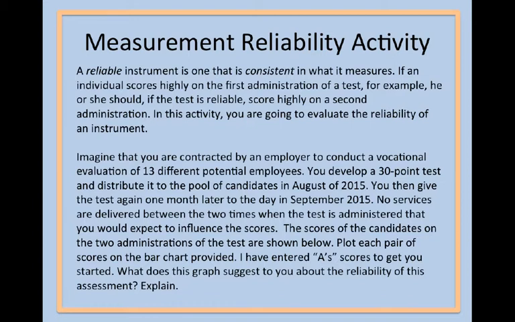In this activity, you are going to evaluate the reliability of an instrument. Imagine that you are contracted by an employer to conduct a vocational evaluation of 13 different potential employees. You develop a 30-point test and distribute it to a pool of candidates in August of 2015. You then give the test again 1 month later to the day in September 2015. No services are delivered between the 2 times when the test is administered that you would expect to influence the scores. The scores of the candidates on the 2 administrations of the test are shown below on the actual handout of this reliability activity.